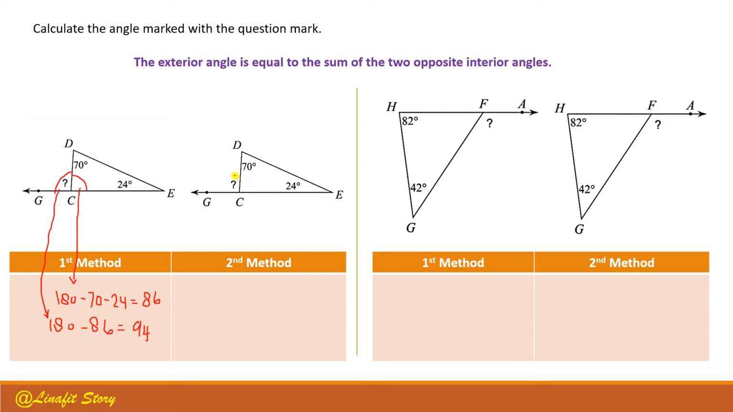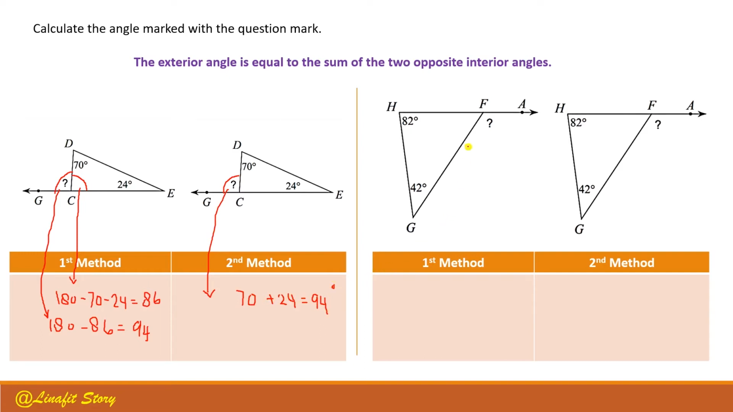And the second method is, remember, the exterior angle is equal to the sum of the two opposite interior angles. DCG is the exterior angle of the triangle because it is outside the triangle. So to get DCG, it is equal to 70 plus 24, which is equal to 94 degrees.